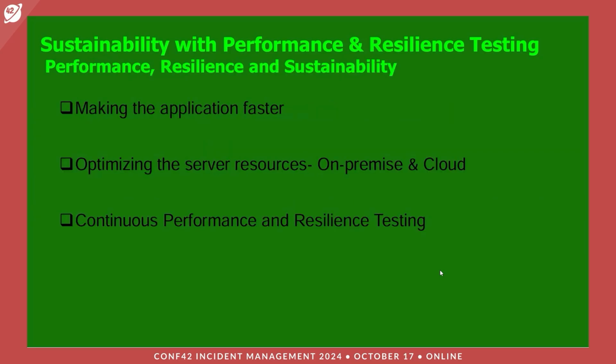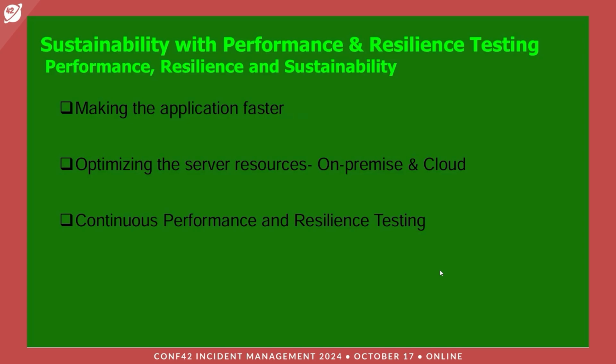Now let's talk about how performance and resiliency are related to sustainability. As I am a performance tester and resilience tester by profession, I'm always inclined towards it. Knowingly or unknowingly, if you are doing performance testing and conducting resiliency testing, then you are helping in sustainability. Let's understand how. It does so in two ways.